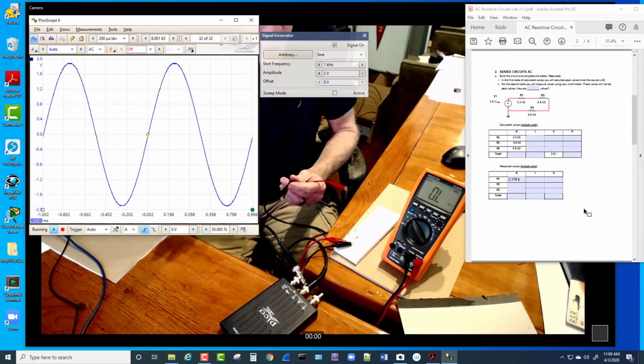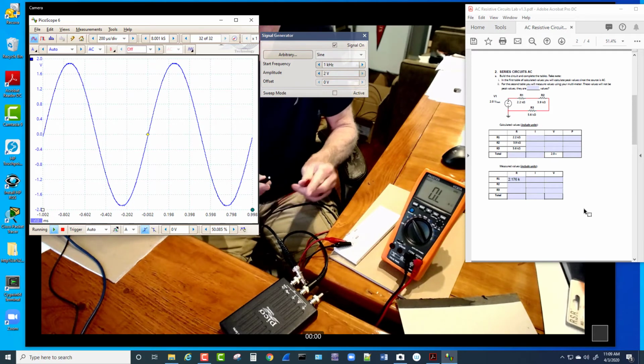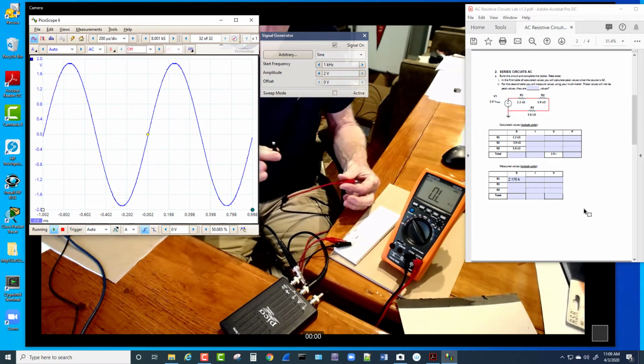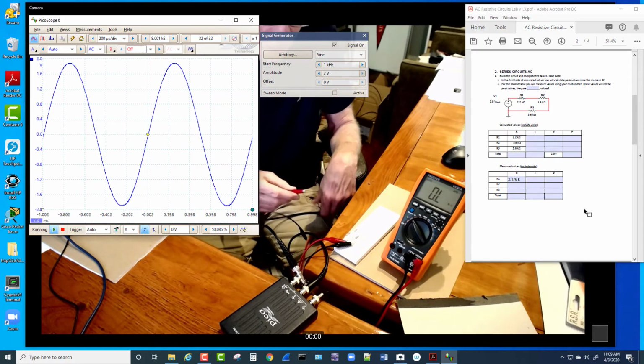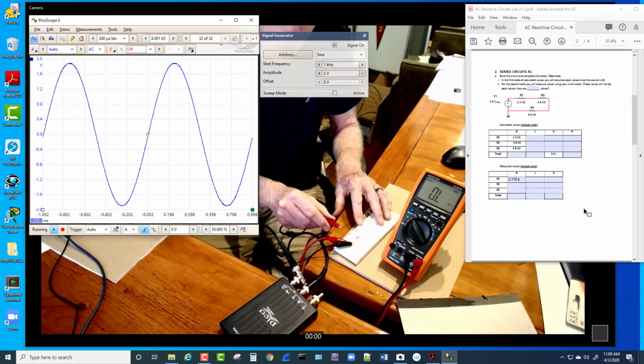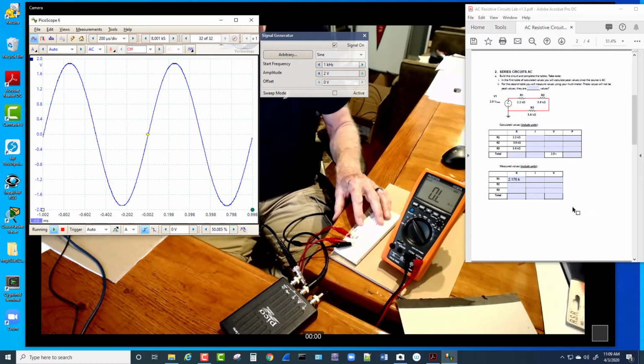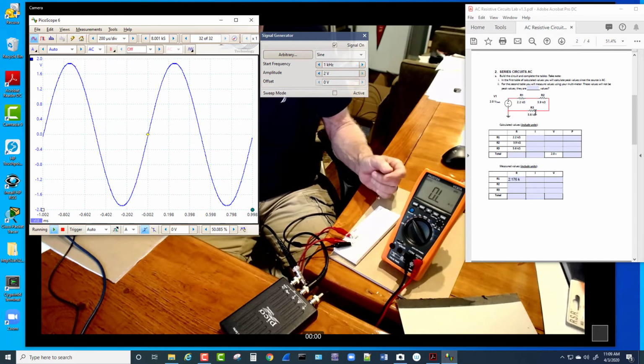So you've got to pay attention in real life to where the grounds are. But in this case, the scope is already grounded, so I'm just going to let that one lie. And I'm attaching the positive lead over to this point right here. I'm not going to measure the voltage across this. I'm measuring the voltage between this ground and wherever I put the probe, which is right here. So I'm measuring the voltage across these two resistors. And since they're both large, I'm probably going to see most of the voltage.